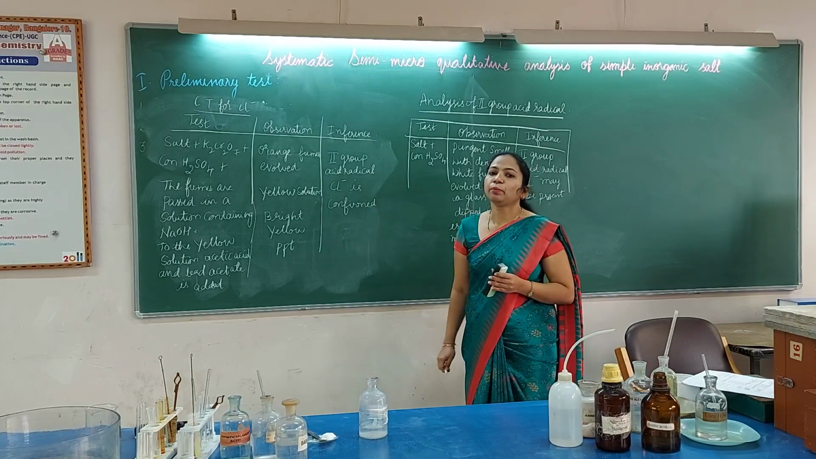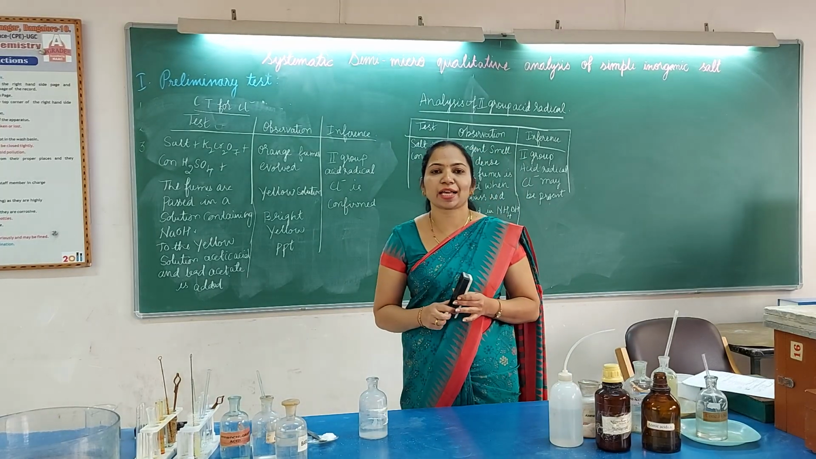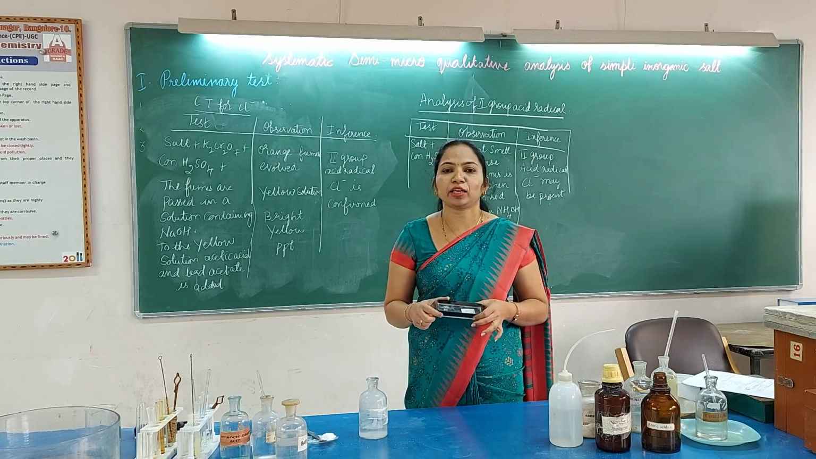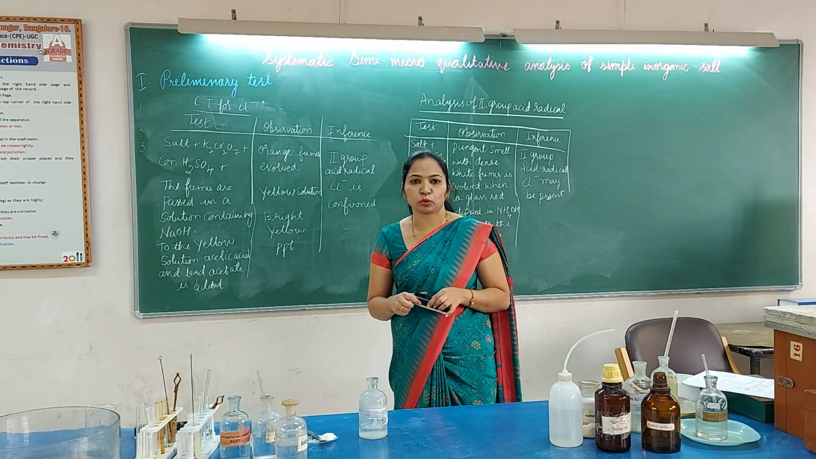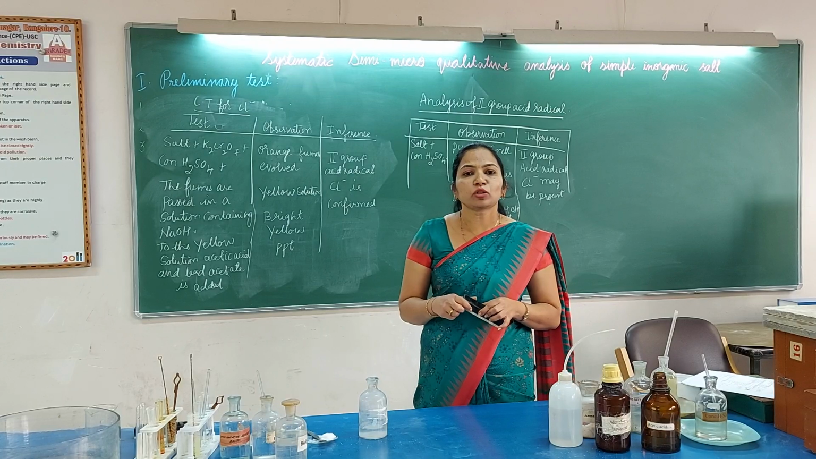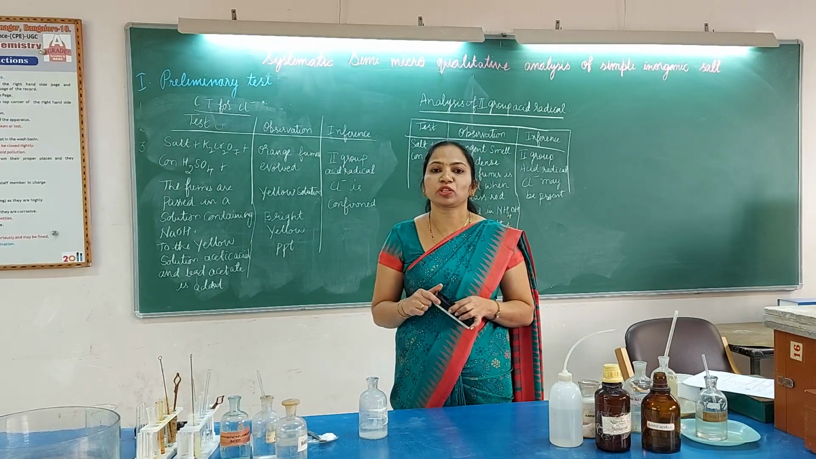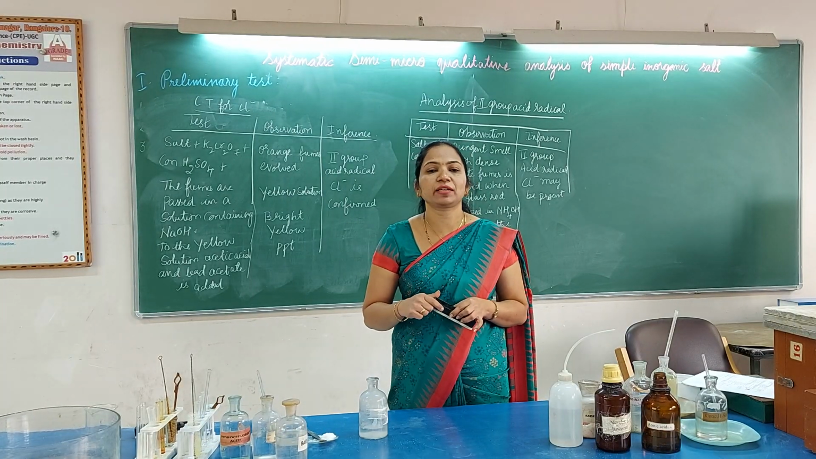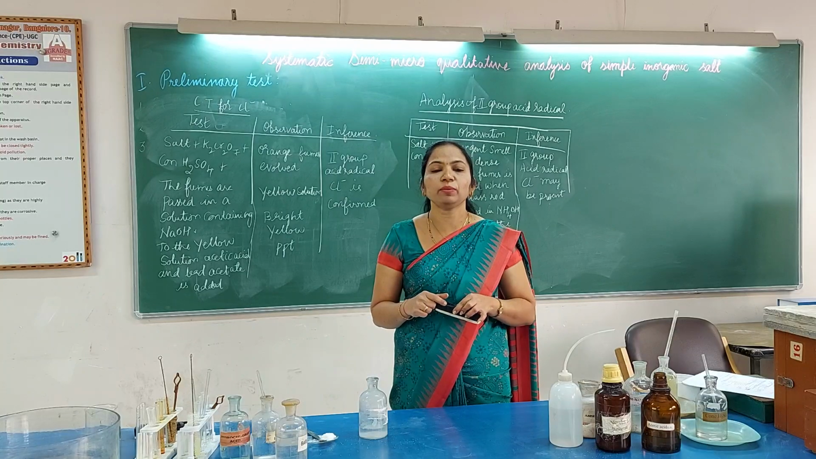Now how to detect the basic radicals? So you have to analyze for the basic radical as well. Before starting the analysis of basic radical, you have to prepare the original solution. The original solution is prepared using the solubility test which we have done before. As you all know, the salt we have taken is soluble in water. So based on the solubility test, the original solution has been prepared.